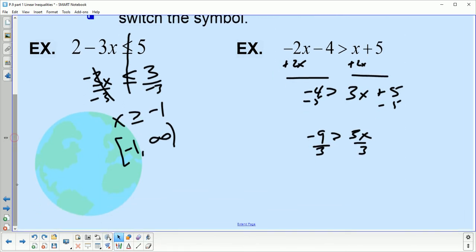Okay, we need to be careful here. We do not switch our symbol. We're going to get negative 3 is greater than x. We're not going to switch our symbol because the number we divided by was positive. Doesn't matter if this number is negative. It only matters if the number we divide by is positive or negative.